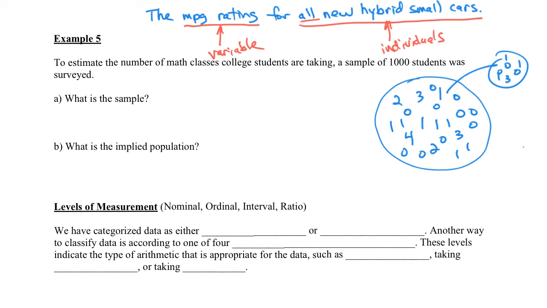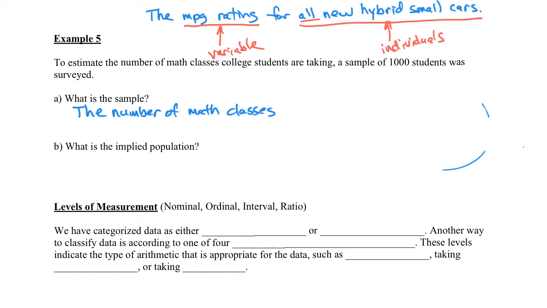Okay, so the sample is the number of math classes. That's part of it. That's the variable. We always need to mention the variable. So, the number of math classes each of the 1,000 students is taking.